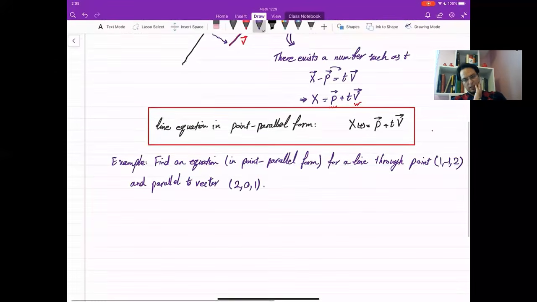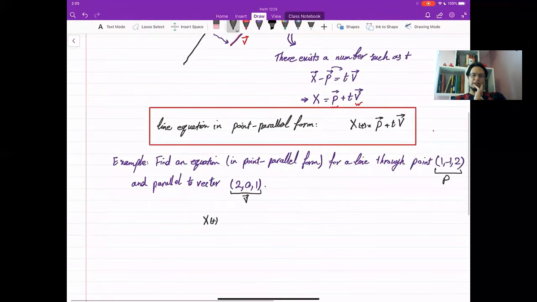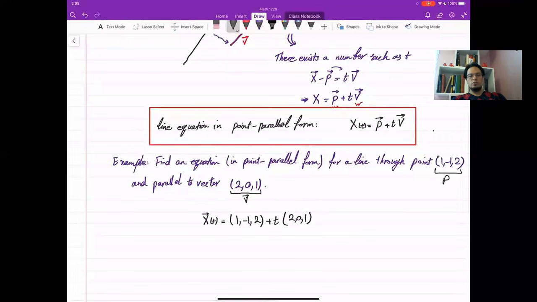I have a point P, which is (1, -1, 2), and we have a parallel vector V, which is (2, 0, 1). Now write the equation for the line. X of t is equal to P, (1, -1, 2), plus t times V, which is (2, 0, 1). I'm just plugging into the above equation what P is and what V is, and that gives us the point parallel form equation for our line.